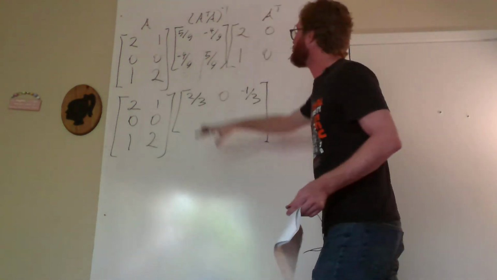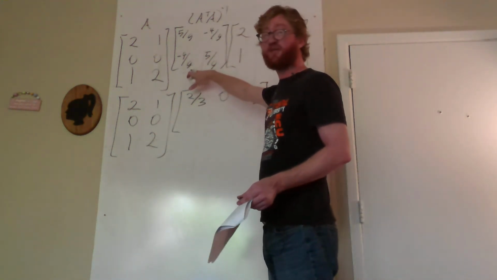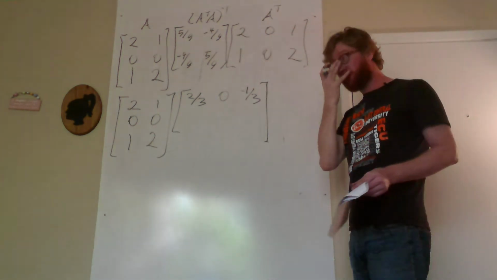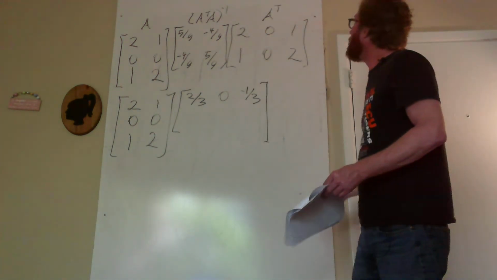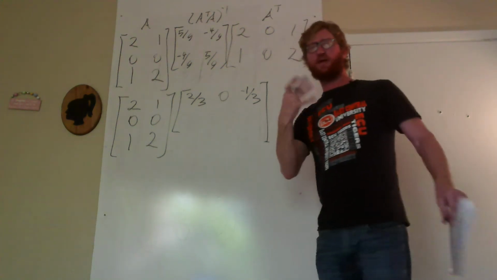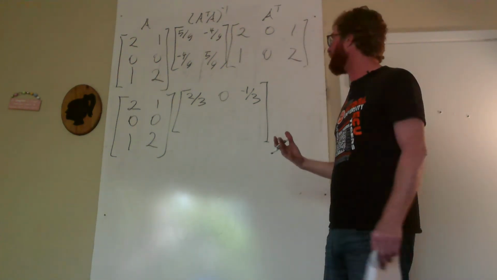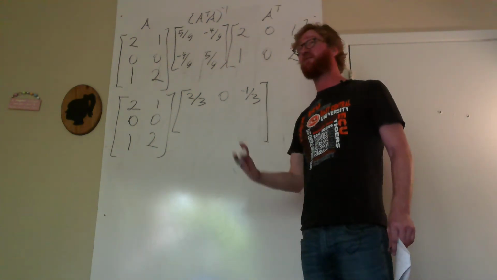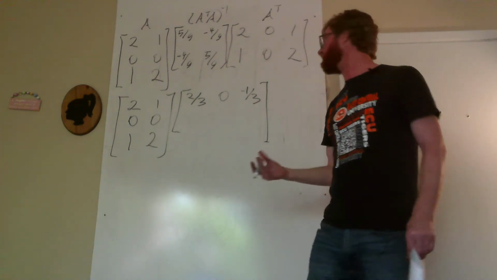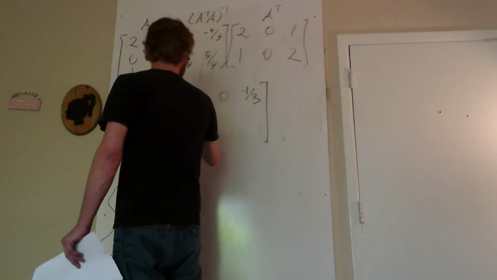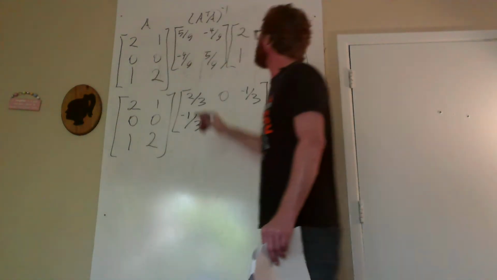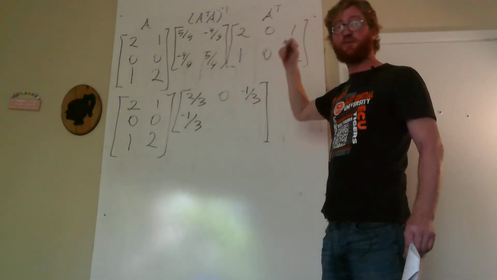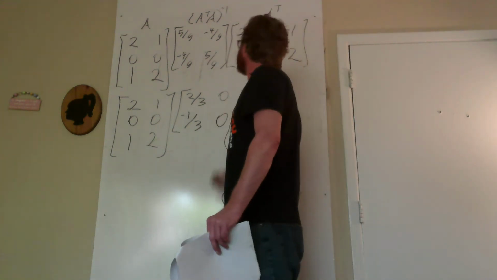Now we're taking negative 4 over 9 and 5 over 9, and we're having that act upon 2, 1. Negative 4 over 9 is the same as the previous one: negative 8 over 9 plus 5 over 9 is negative 3 over 9, which is the same thing as negative 1/3. Now, negative 4 over 9 and 5 over 9 acting upon 0, 0 is just going to give us a 0.